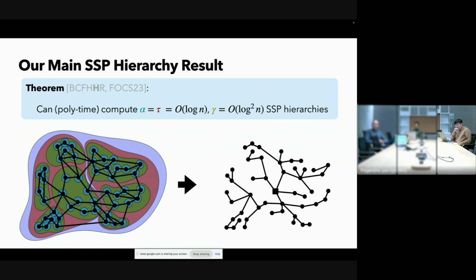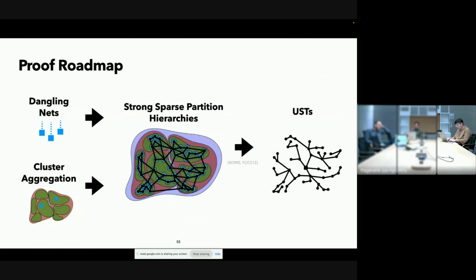So just returning to this, we plug these strong sparse partition hierarchies into this connection, and then we end up with our polylogarithmic universal Steiner trees. Okay, so that's all about this first connection. And now I want to tell you all how to compute one of these strong sparse partition hierarchies with polylogarithmic bounds.